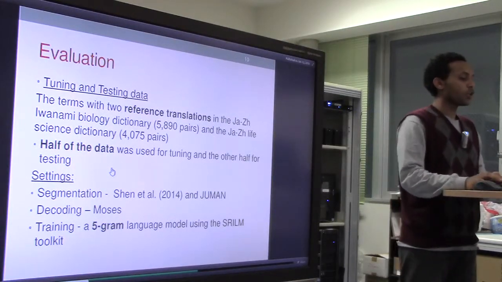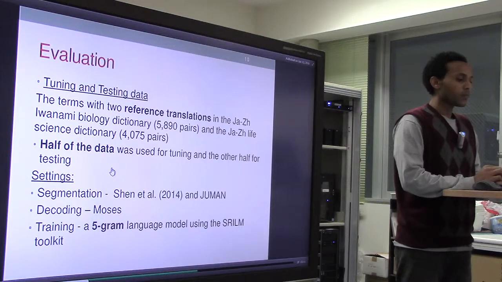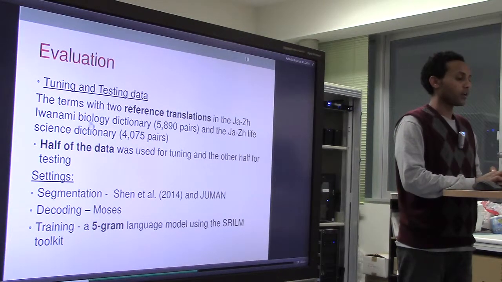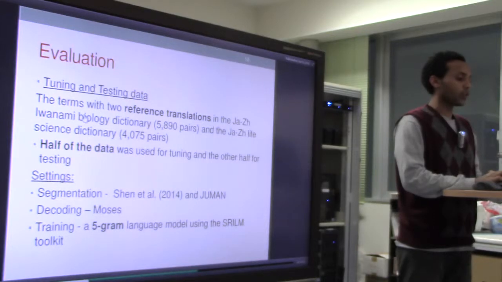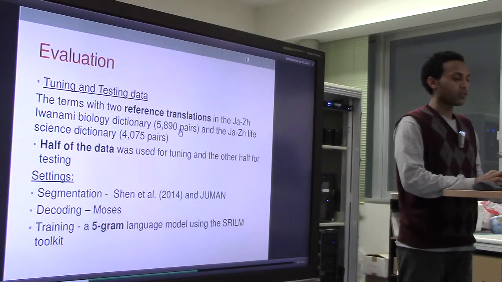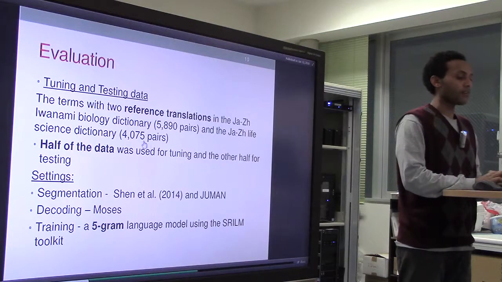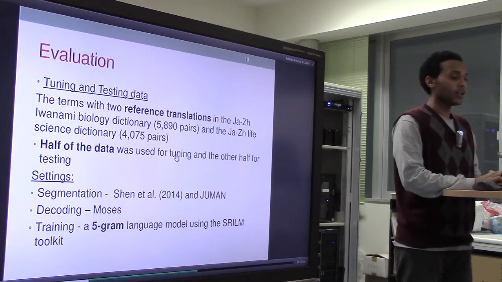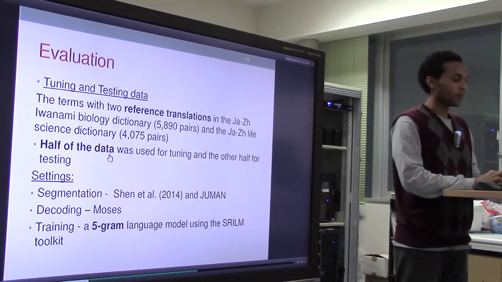So for the evaluation, the reference translations in the Japanese-Chinese sentences was a dictionary from a biology context containing this many pairs, and another Japanese-Chinese resource from a science dictionary containing 4,075 pairs. So half of the data was used for tuning and half of it was used for testing.